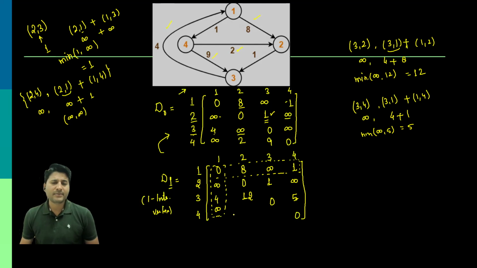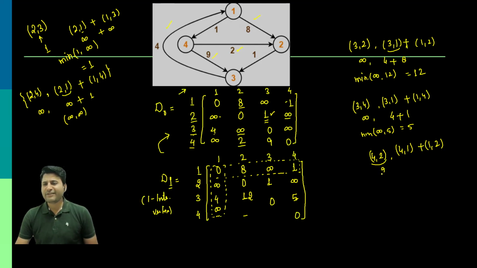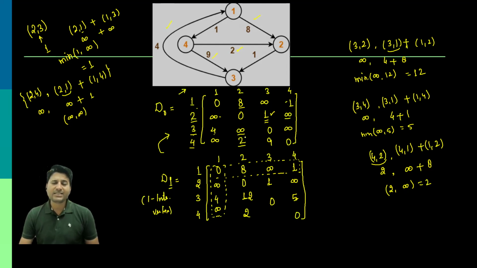Now the last row, 4 to 2. So we are supposed to write the distance 4 to 2, making 1 as an intermediate vertex, and this is how it will look. What is 4 to 2? 4 to 2 is given as 2, 4 to 1 is given as infinite, and 1 to 2 is given as 8. So the minimum of 2 comma infinite is 2. So this entry comes out as 2, as the previous one.